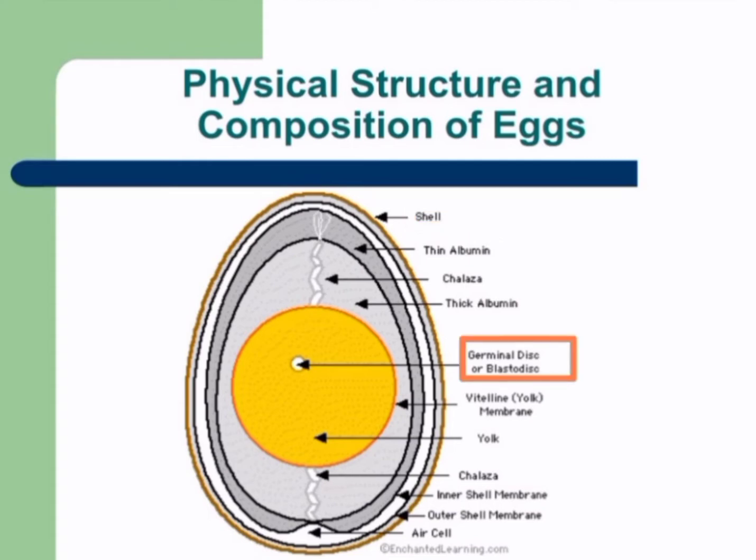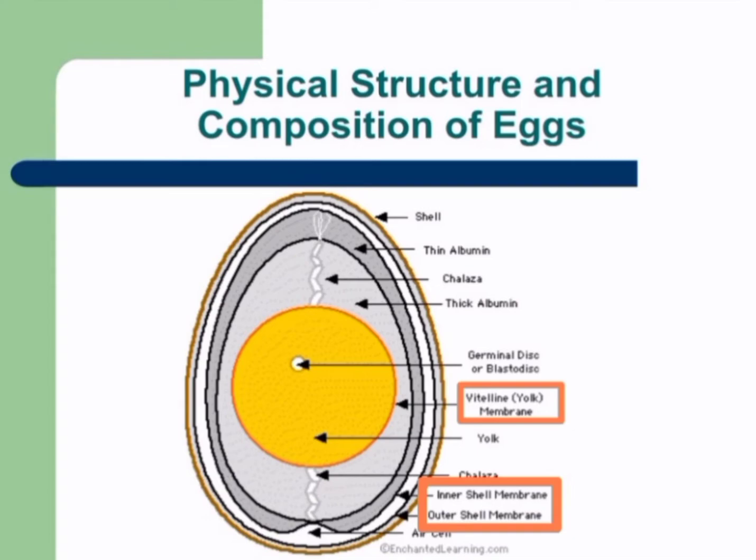Germinal disc or blastocyst. This is the entrance of the vertebra, the channel leading to the center of the yolk. The germinal disc is barely noticeable as a slight depression on the surface of the yolk. And now, vitelline membrane, inner shell membrane, and outer shell membrane. There are two kinds of membrane, one just under the shell and the other covering the yolk. These are the shell membrane and the vitelline membrane. Just inside the shell are two shell membranes, inner and outer.